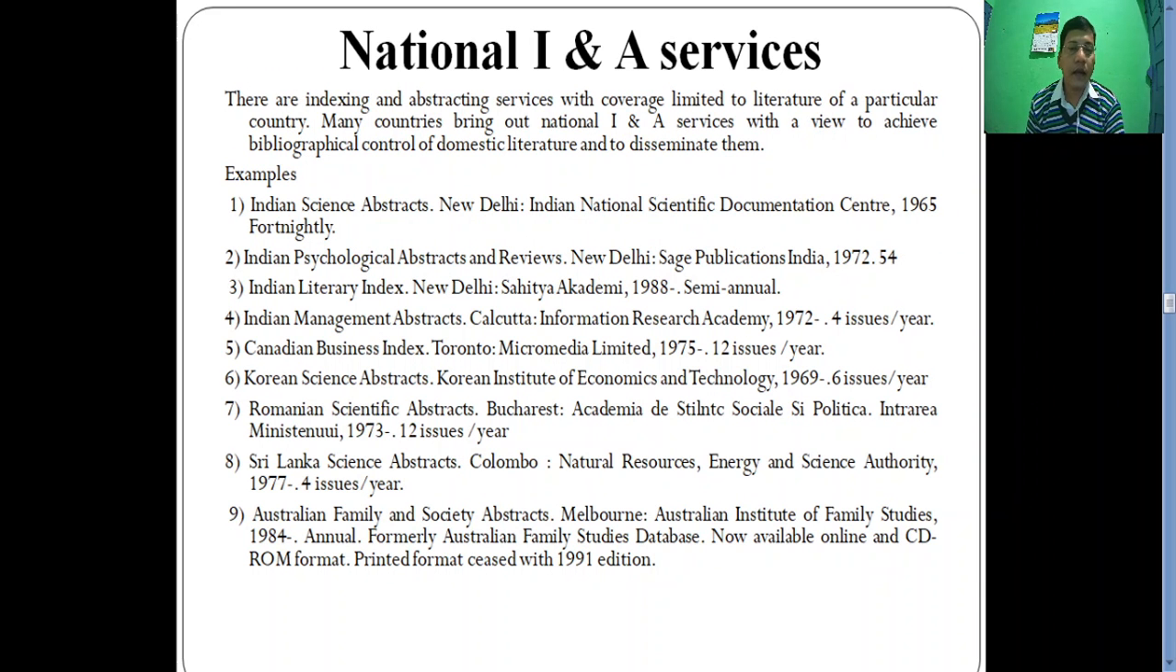Now, national information indexing and abstracting services. There are indexing and abstracting services with coverage limited to literature of a particular country. Many countries bring out national indexing and abstracting services with a view to achieve bibliographical control of domestic literature and to disseminate it. For example, Indian Science Abstracts, New Delhi, since 1965.